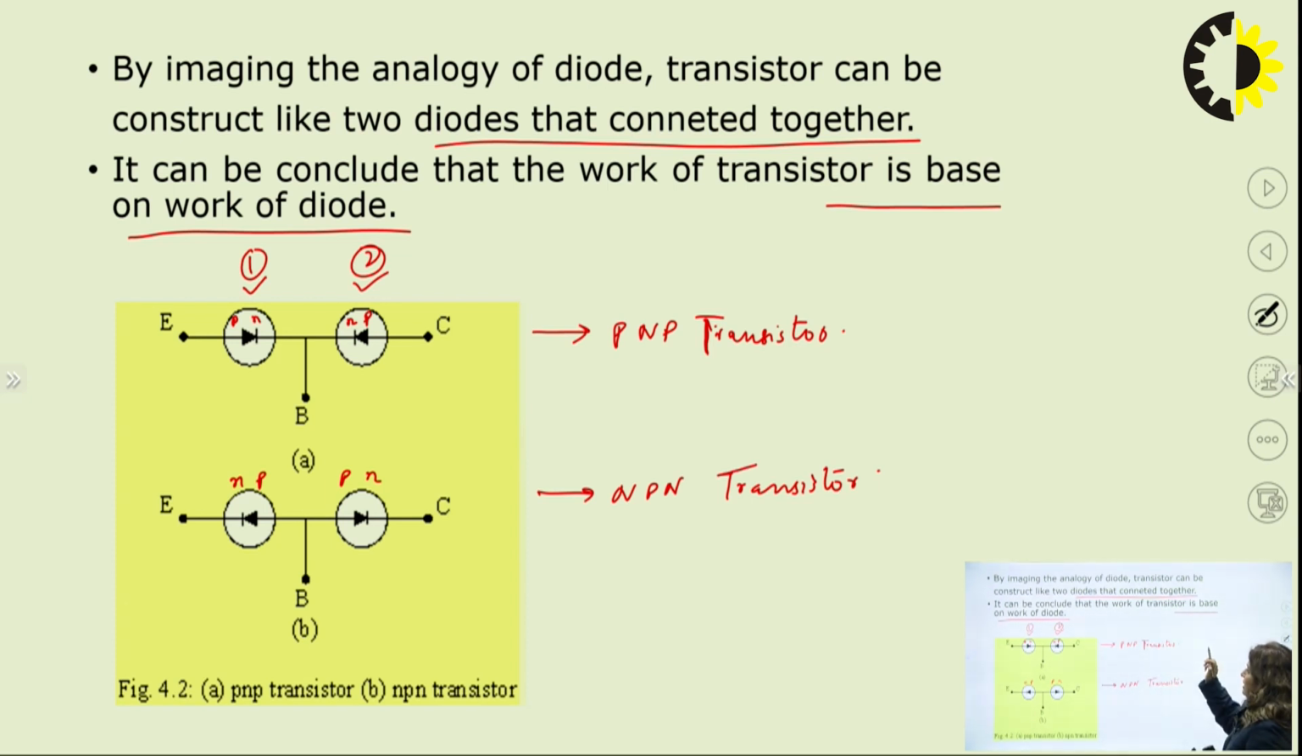In a PNP transistor, the current will flow from P to N side, that is from emitter to base, and this is your current. And for an NPN transistor, it is from base to emitter. So, these are the currents flowing from emitter to base and from base to emitter.